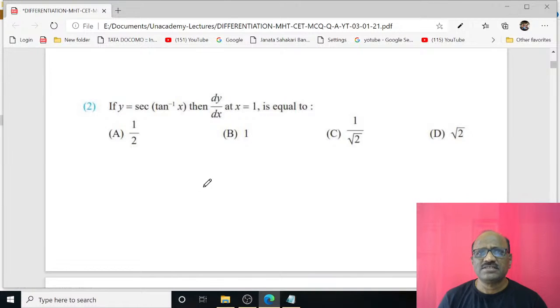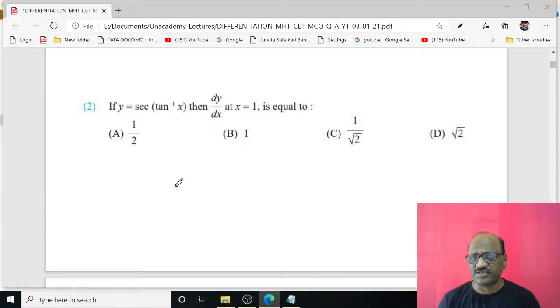Now see this is the question: y is equal to sec in bracket tan inverse of x. Then what is the value of dy by dx at x is equal to 1? The option A is 1 upon 2, B is 1, C is 1 upon root 2, and D is root 2.